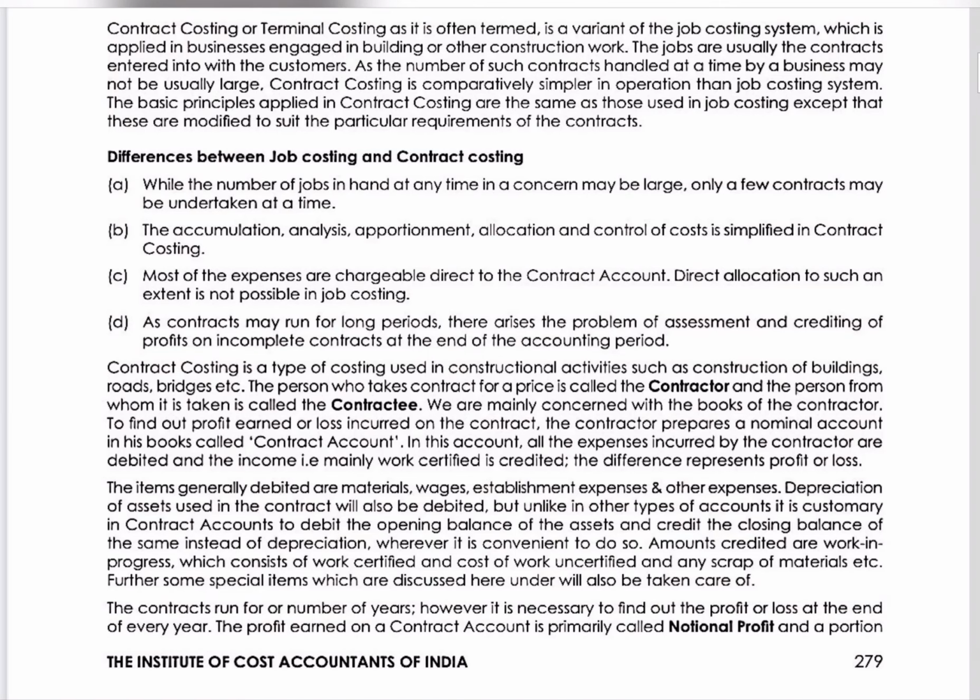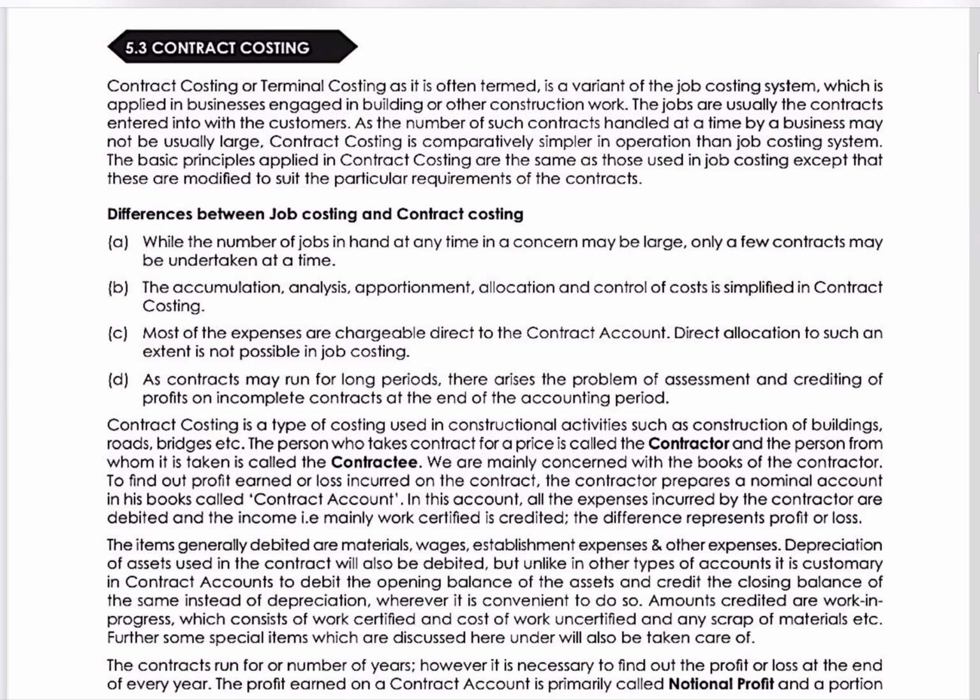Today we will start with the chapter contract costing. Contract costing is one type of job costing. Job means any work based costing which is applied in businesses engaged in building or other construction work. Here the time span for recording all the transactions goes beyond 12 months. It will be more than a year.